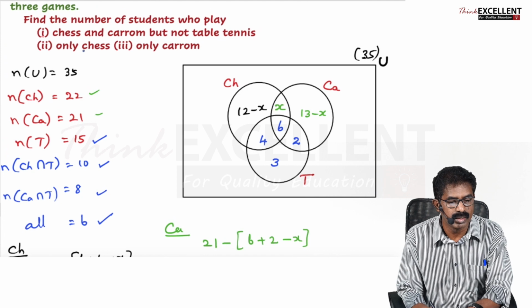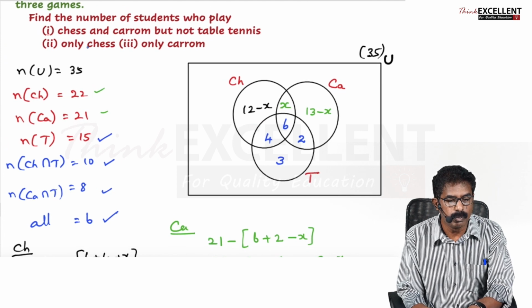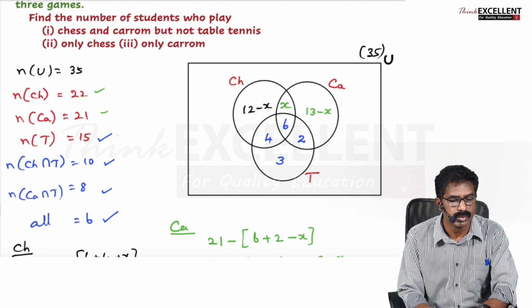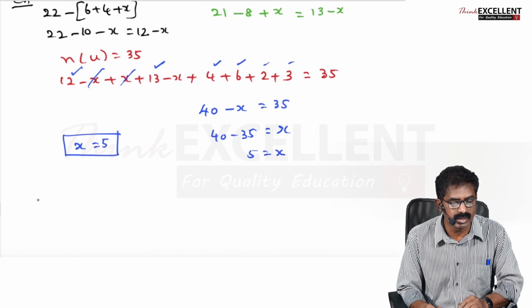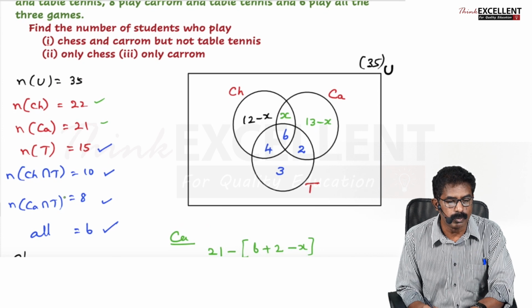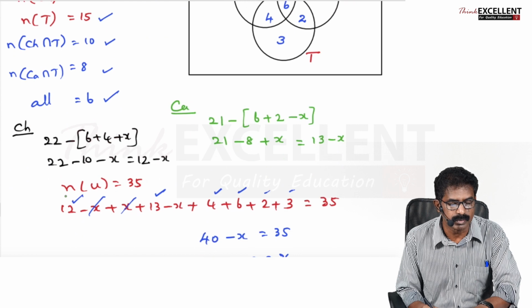So first what they asked: number of students who play chess and carom but not table tennis. Chess and carom but not table tennis. So first subdivision, number of students who play chess and carom but not table tennis.